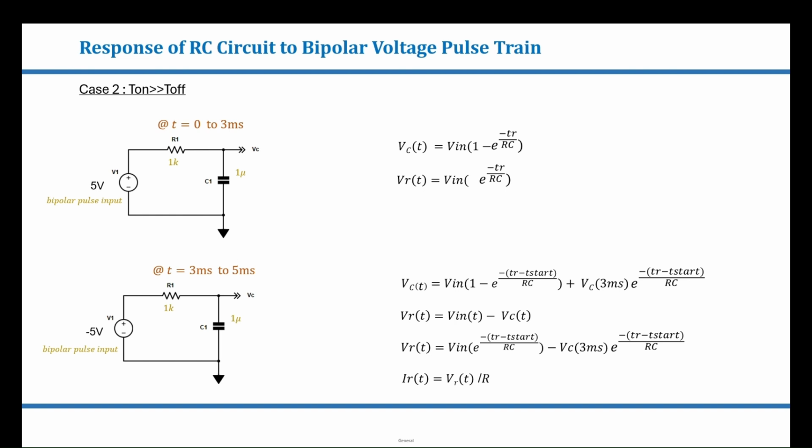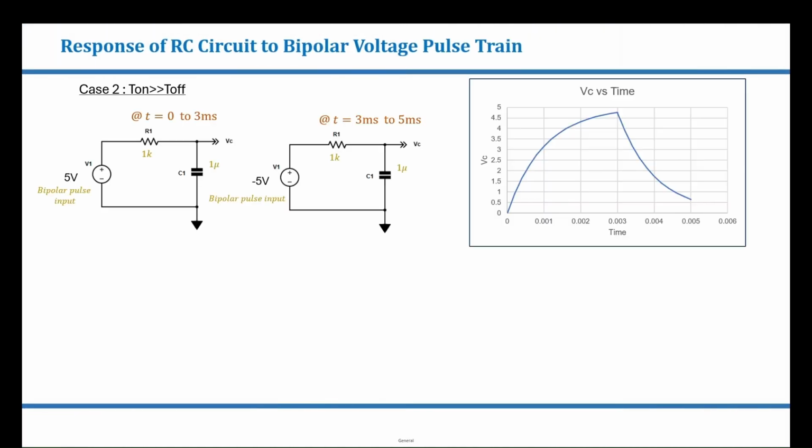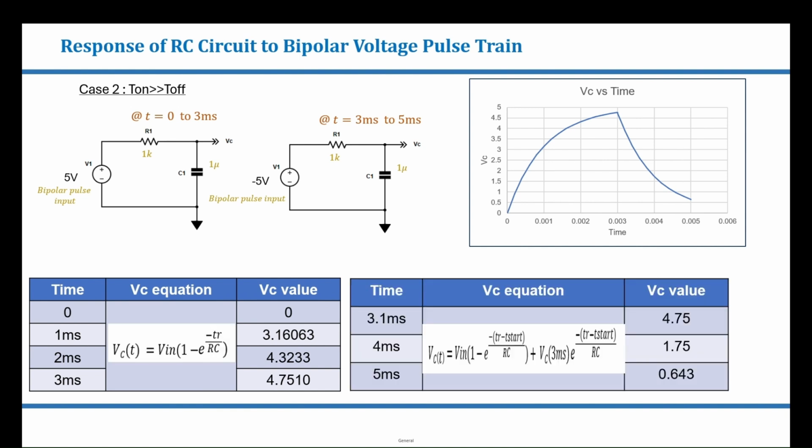T start here translates to the starting point of the change in the voltage level, and in this case it will be 3 milliseconds. Now up to 3 milliseconds, the input voltage will be 5 volts. But after 3 milliseconds, the voltage across the capacitor is calculated using the equation Vc of t is equal to Vin into (1 minus e to the power minus (t minus t start) by RC) plus Vc of 3 milliseconds into e to the power minus (t minus t start) by RC. And on plotting this, we can see that during the on period, it exponentially increases, and during the off period, it exponentially charges towards minus 5 volts.